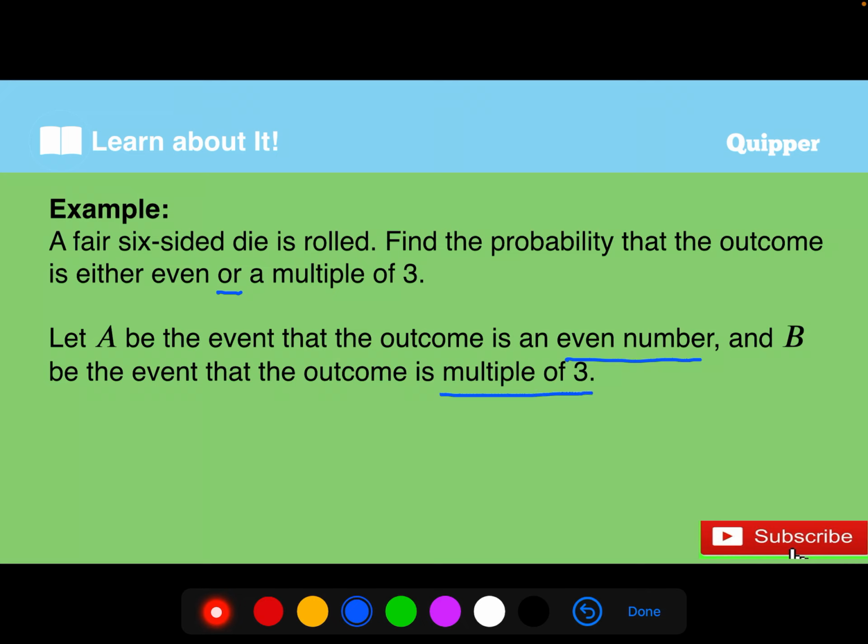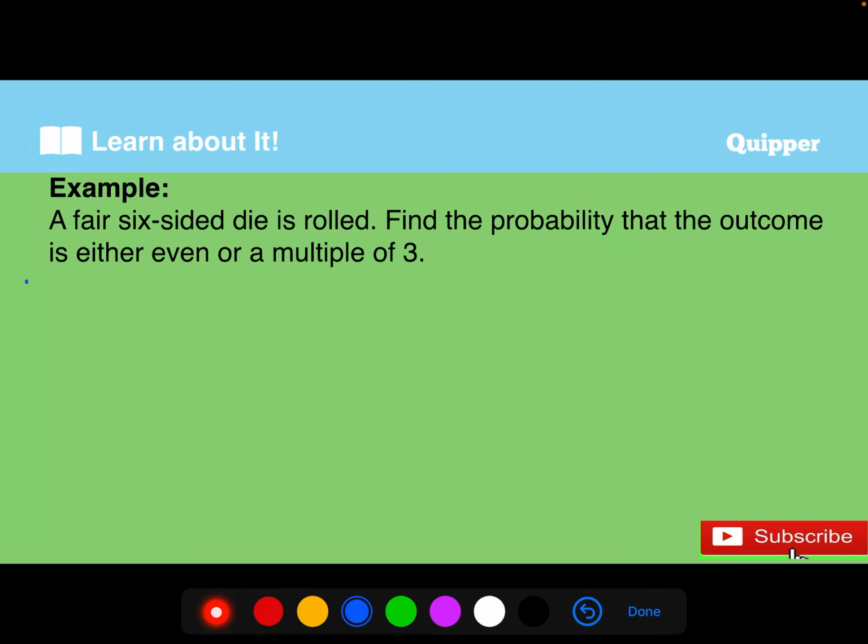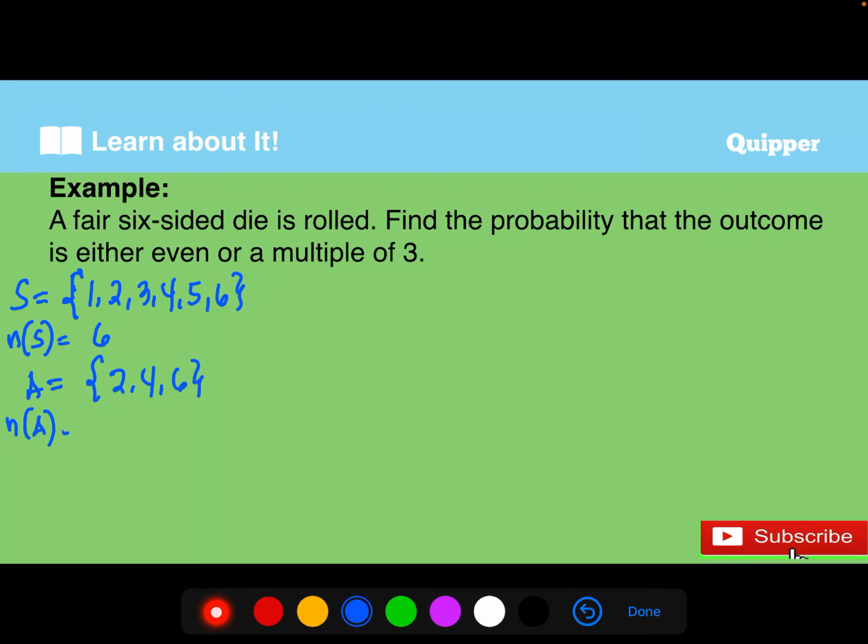We will start from the sample space. Again, since the experiment is about the fair six-sided die, our sample space is from 1 to 6: 1, 2, 3, 4, 5, and 6. Then, the cardinality of the sample space is equal to 6 since there are 6 elements. Then, set A is equal to the even numbers from 1 to 6, that is 2, 4, and 6. N of A, or the cardinality of set A, is equal to 3 since there are 3 elements.